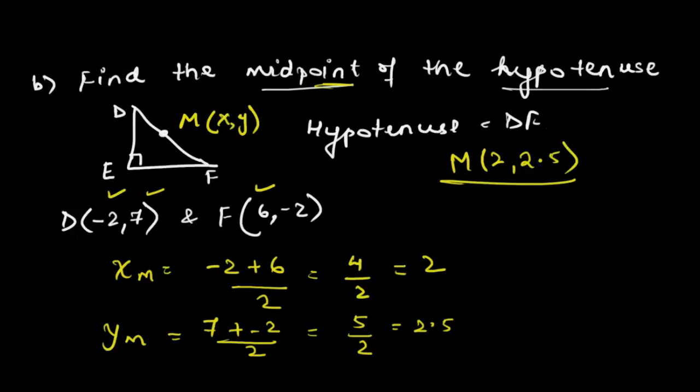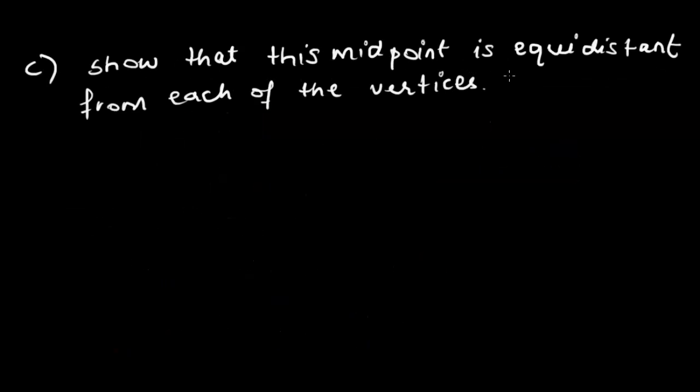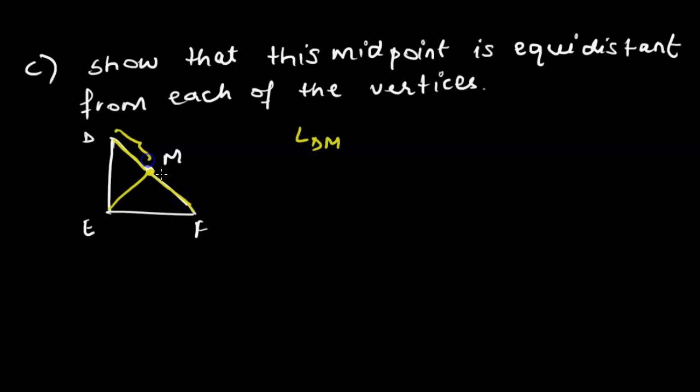Let's say this question had another part to it: show that this midpoint is equidistant from each of the vertices. Now we know the triangle is DEF and the midpoint was here, that was M. We have to prove that this point M is equidistant from E, D and F. Equidistant means the length of DM is equal to the length of MF, which is also equal to the length of EM. From here we know we have to prove it using the length formula. So we will find the length of DM first. We can write down all the coordinates here for D, E, F and M.